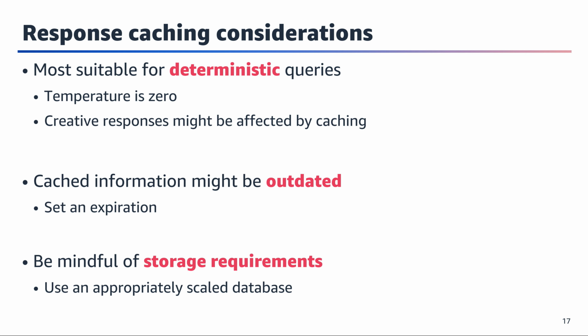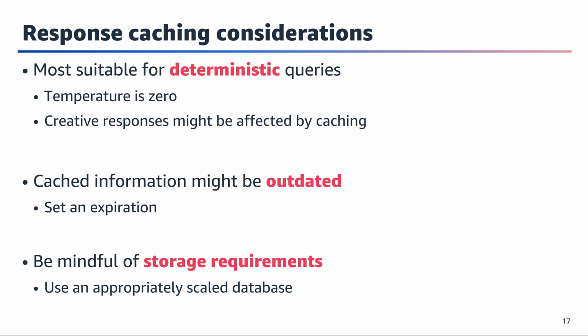Caching is most effective for deterministic queries, those with consistent, predictable outputs. When we set the temperature to 0, we ensure reproducible results, though this may limit creative variations in responses. A critical challenge we face is managing cache data freshness. Always implement expiration policies to prevent serving outdated information. I recommend setting appropriate TTL values based on your use case.